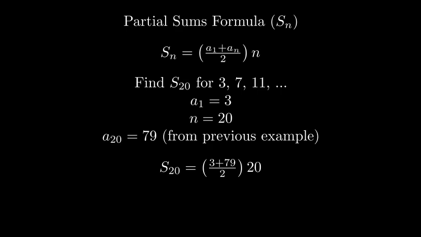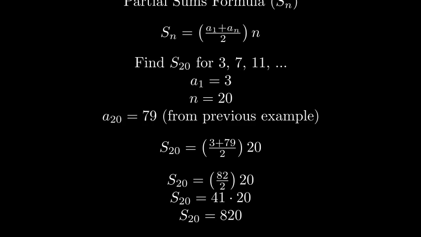S sub 20 equals the quantity 3 plus 79 divided by 2, all multiplied by 20. This becomes 82 divided by 2, which is 41, multiplied by 20. So the sum of the first 20 terms is 820. Again, this formula saves us a lot of tedious addition.